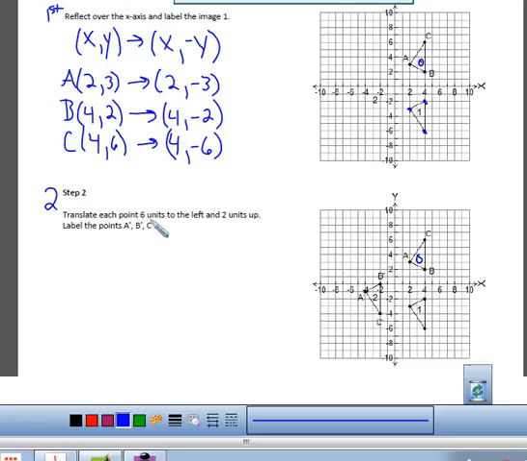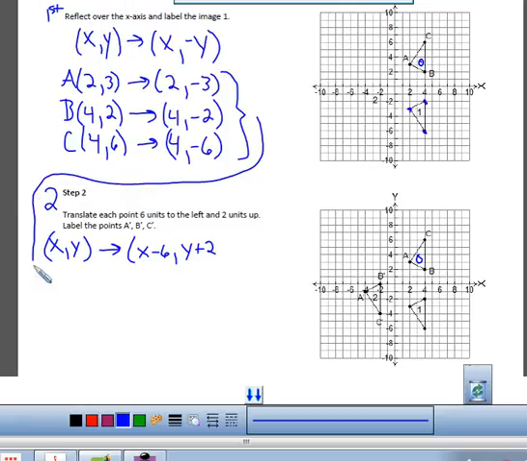So we're going to translate each point 6 units to the left and 2 units up. In other words, we're going to use the rule (x, y) arrow (x - 6, y + 2). Now, I'm going to be using all of these down here as my starting (x, y). So I start with (2, -3), and I'm going to subtract 6 from 2. So it's 2 minus 6, it's -4. Now I'm going to add 2 to -3.